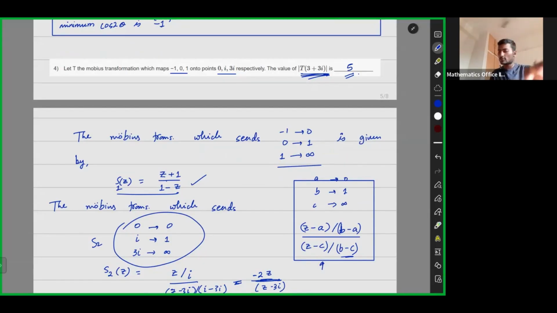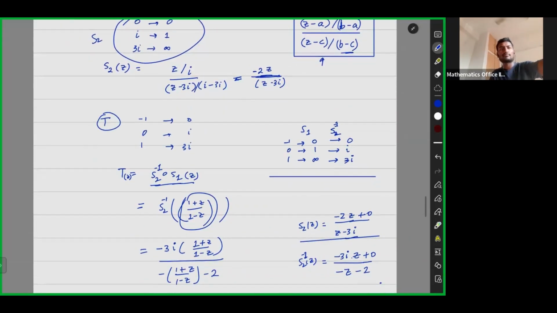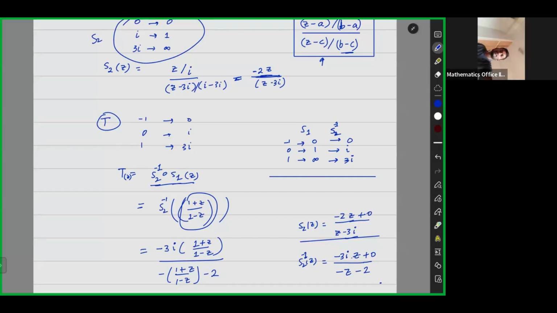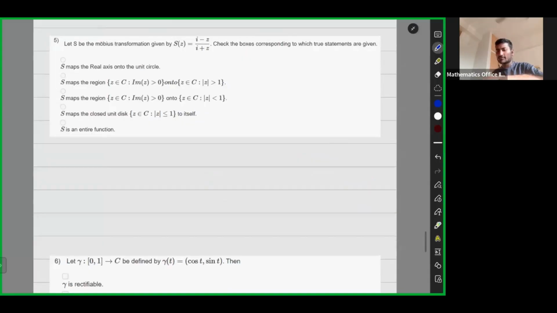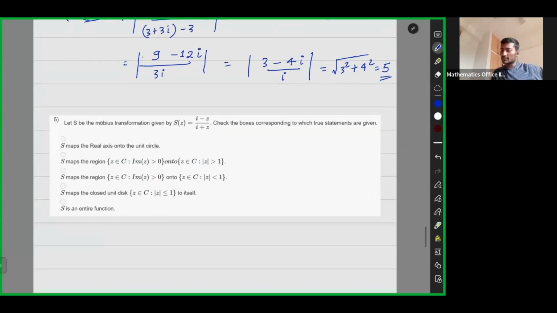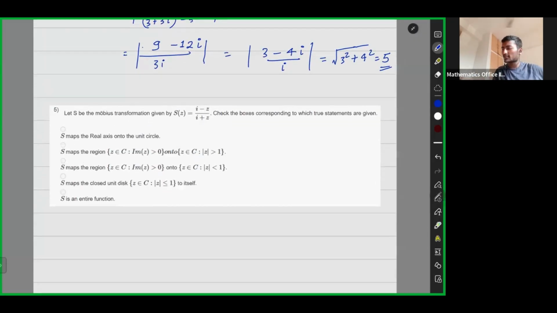Okay, so right, now coming to the next question. We have two more questions, 5 and 6, then we'll be done for today. Right, so here we have a Mobius transformation given by this.